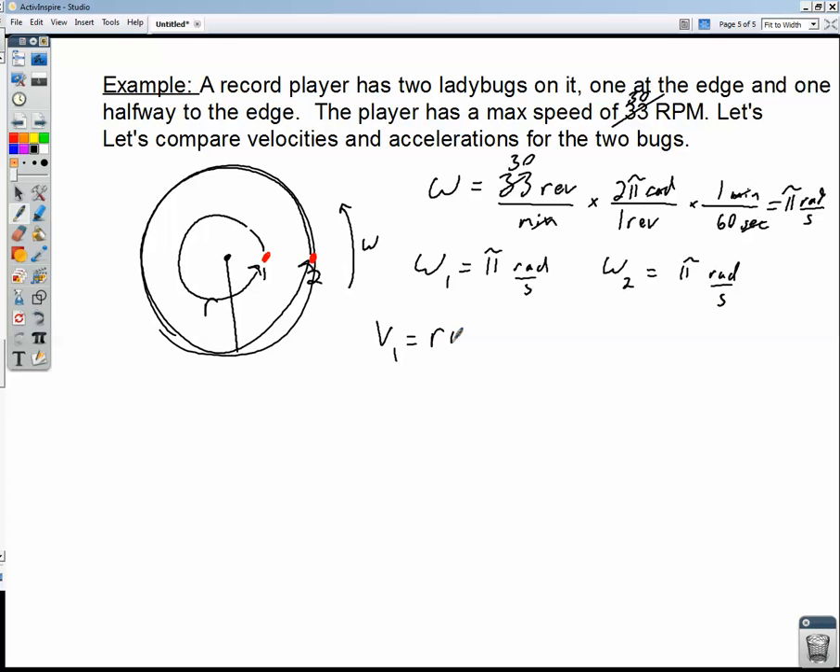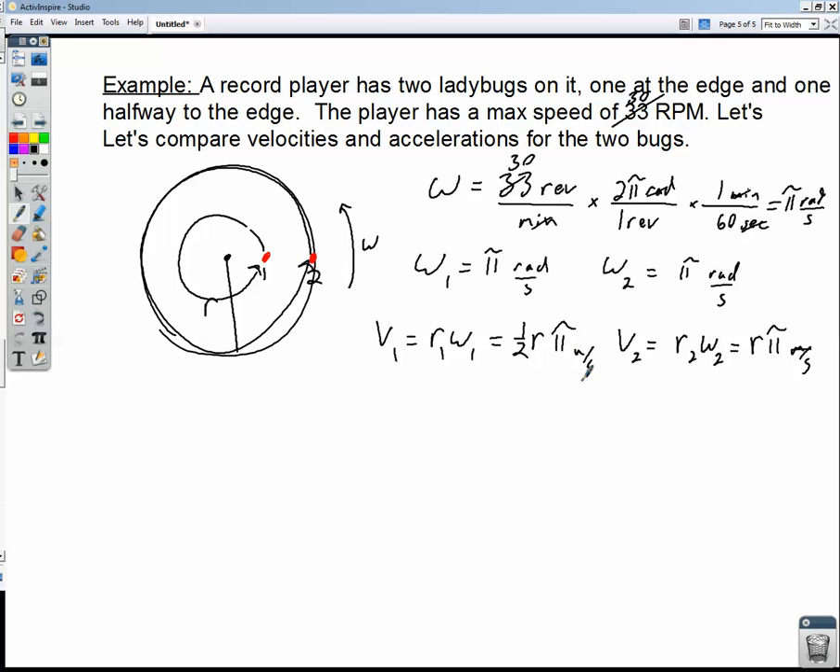V1 is going to equal r times omega 1. Since Ladybug number 1 is at half of r, we're going to have 1/2 r, this would be r1 times omega 1. So Ladybug 1 is at half the radius times its angular velocity. So we have pi r over 2 for the velocity of Ladybug 1, and for the velocity of 2, it's simply r2 times omega 2, which is going to be r times pi. And this is in meters per second.